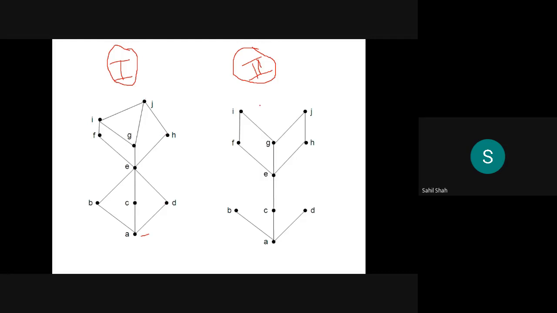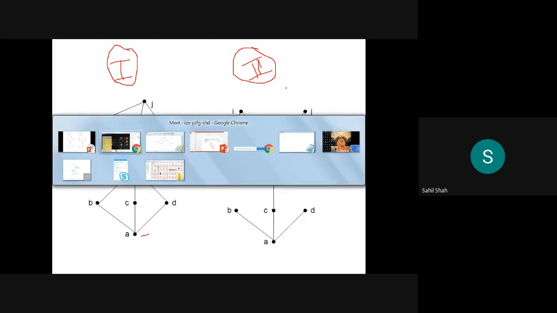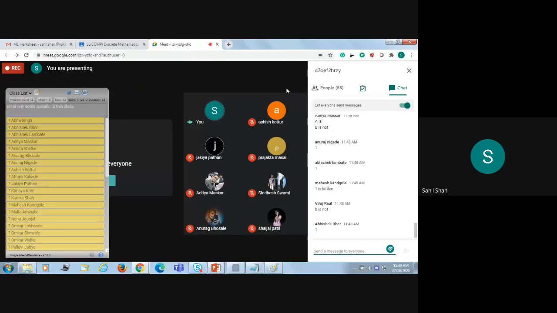But for the second diagram, if I am taking a pair i comma j, only a lower bound will exist, but there is no upper bound. So there is no concept of least upper bound for the pair i comma j. In a similar manner, if I am observing a pair i j, I am not getting an upper bound in this case, so definitely this is not a lattice. Yeah, only B is not.